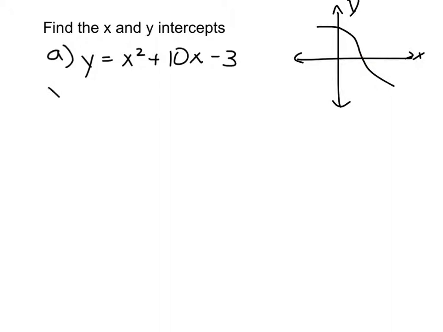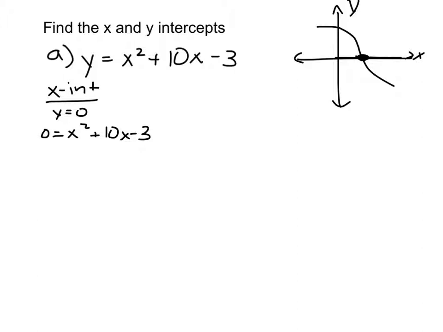First, let's start with finding the x-intercept. This is an example of where the x-intercept would be, crossing through the x-axis. And the way we do that is we set y equal to 0. So 0 equals x squared plus 10x minus 3. I just plugged in 0 for y. That's all I did. So now I just need to solve this.